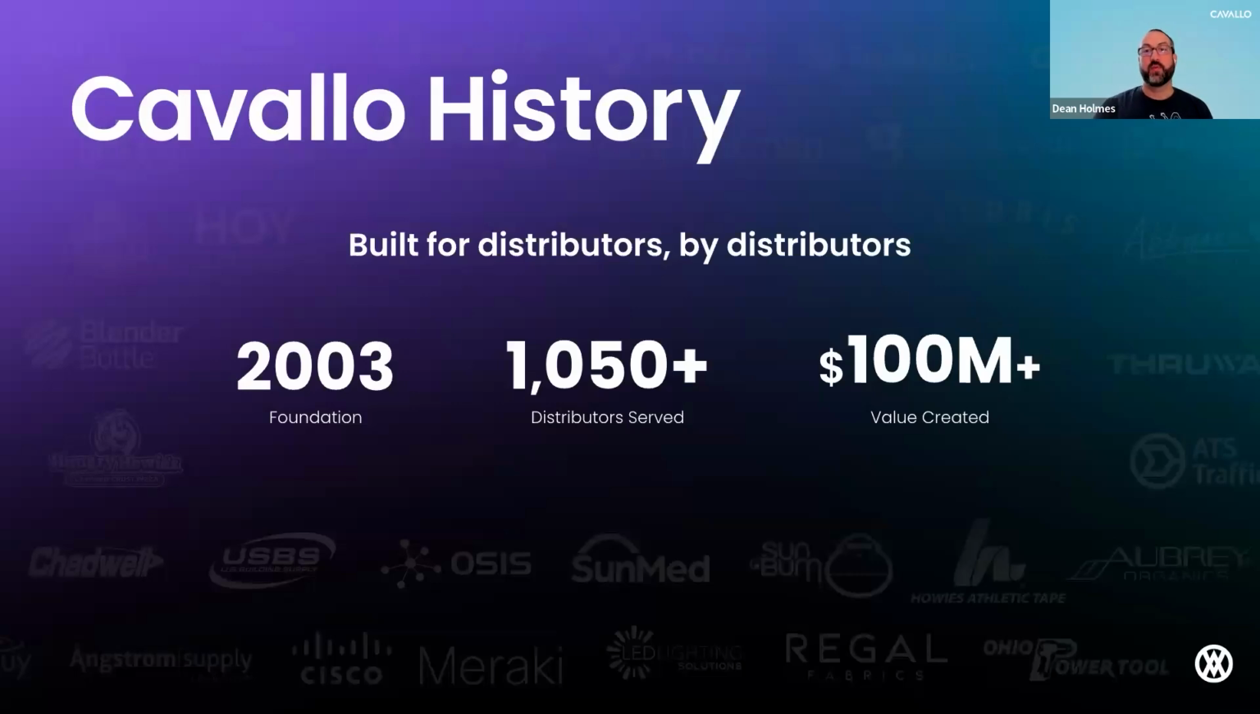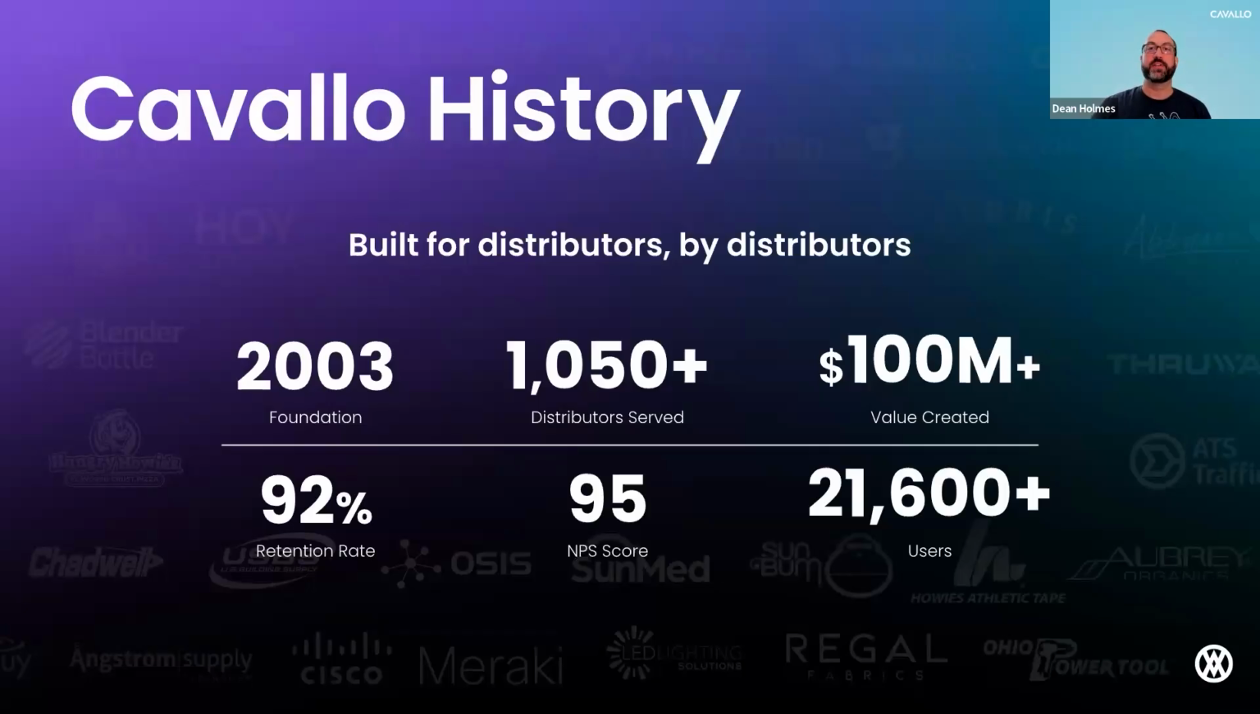So Cavallo was founded over 20 years ago with the goal of helping our customers achieve max profitability. It was actually built inside a high-performing distribution business. We've supported thousands of distributors, and we've helped them recognize millions of dollars in value. I actually see some of you are here today. We have a 92% customer retention rate, and our support and services team carries an NPS score of 95. And we have over 21,000 users of our software.